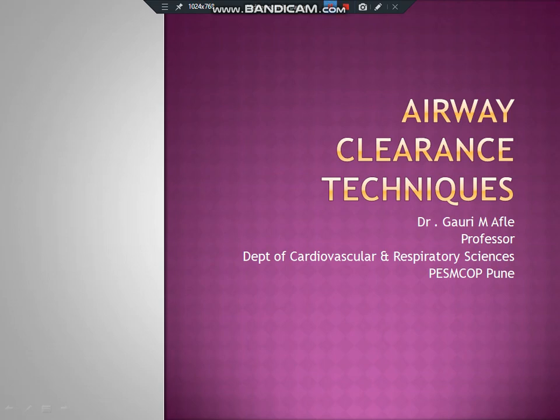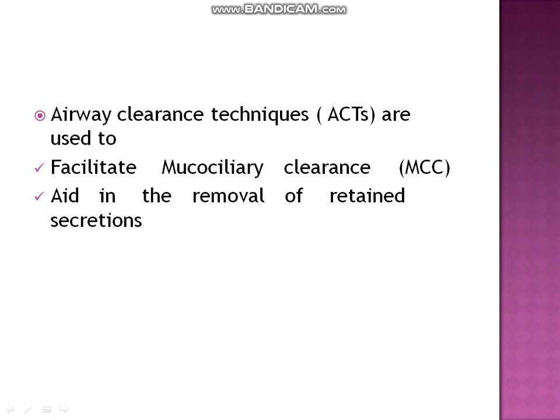Good afternoon. Today we'll be discussing airway clearance techniques. Airway clearance techniques are used for clearing the airways. They are used to facilitate mucociliary clearance and aid in the removal of retained secretions.